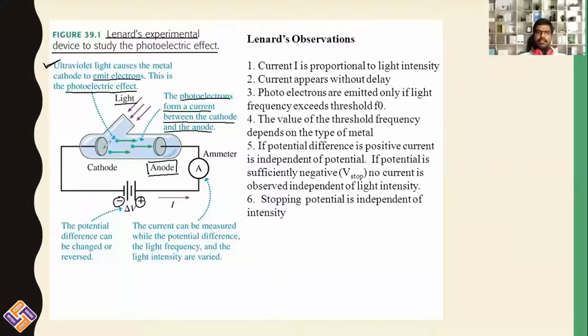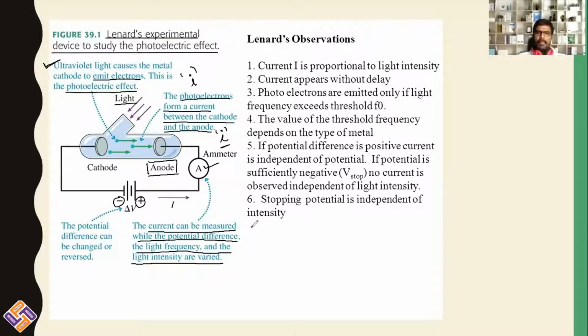See here, as electrons are moving from cathode to anode, the rate of electric charge flow results in some current, and that current is due to these photoelectrons. Hence we call it photocurrent I. And that photocurrent passing between anode and cathode can be recorded by this ammeter. The current can be measured while the potential difference, the light frequency and the light intensity are varied. So you can measure current for different variations.